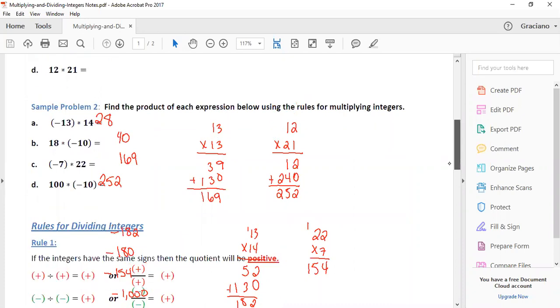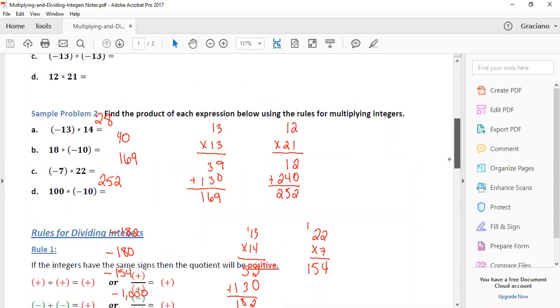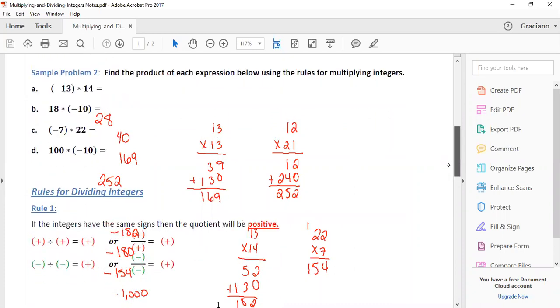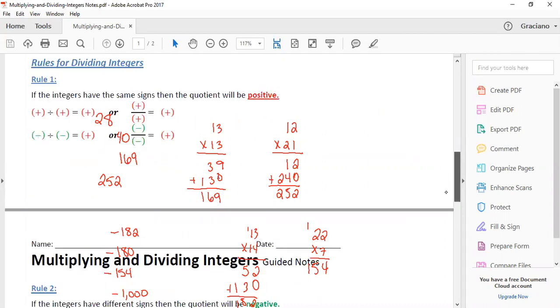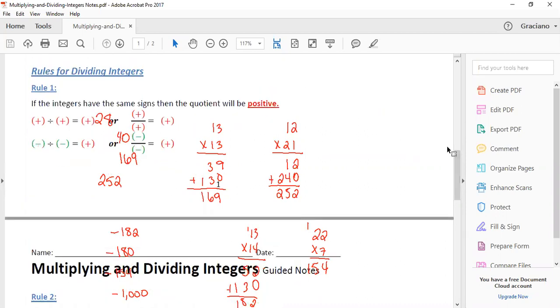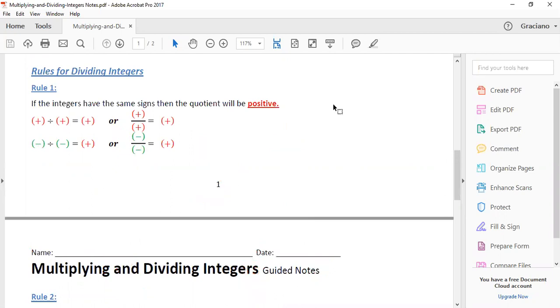We have done the rules and practice for multiplying. We're going to move on to dividing. Let me clear my screen of these drawings. Okay. So here are the rules for dividing your integers. Your rules for dividing are going to be very similar to your rules for multiplying.